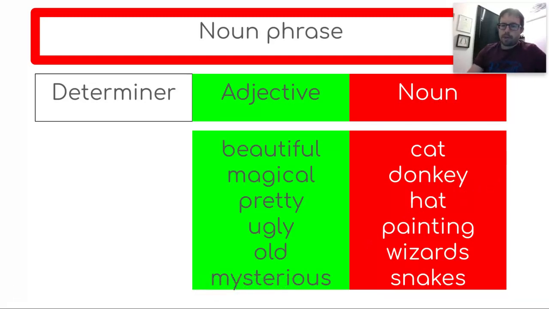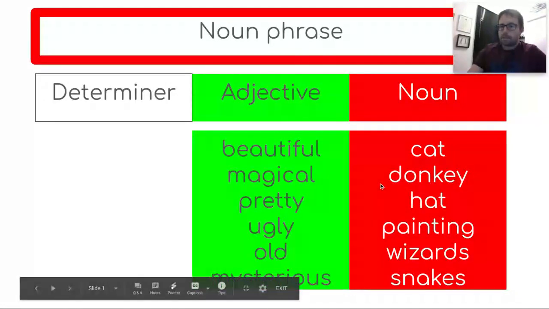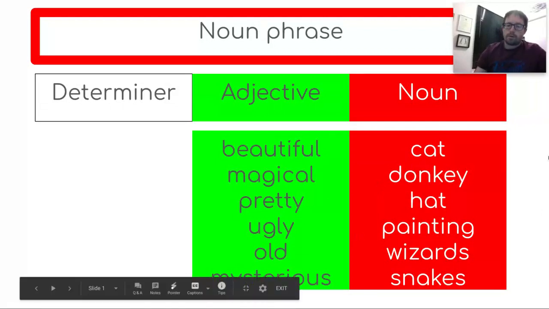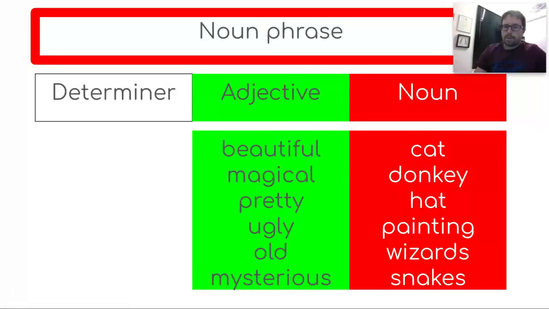So all of those work, and those adjectives work in any pairs, really. I mean, we could quite easily have a beautiful hat, or a beautiful painting, or beautiful wizards, or we could have ugly donkeys, or an ugly cat, or pretty snakes. So we've got an adjective describing the noun, and we've got a noun. So that's two things to look for. To complete the noun phrase, we need a determiner to introduce that noun and provide information about it.